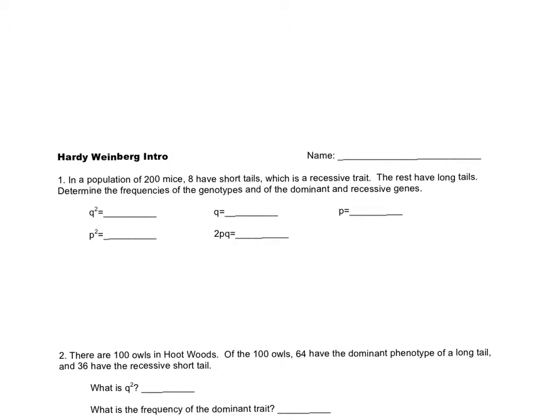I'm going to go over the answers to the Hardy-Weinberg intro worksheet. There's two formulas for Hardy-Weinberg. One of them is p squared plus 2pq plus q squared equals 1.